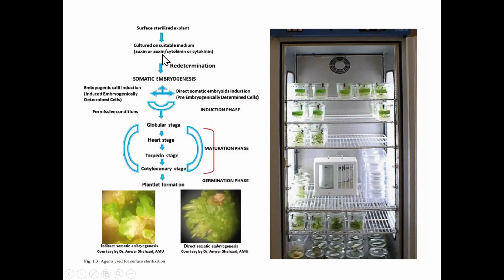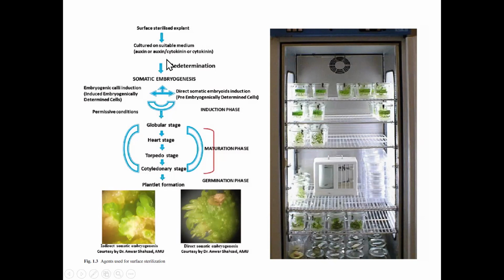Auxin, cytokinin, gibberellin, abscisic acid, and ethylene are the five most famous plant hormones. Ethylene is widely used for the ripening of fruit, in nature also. So they are very famous, and in tissue culture, auxin, cytokinin, gibberellin, you need to use.